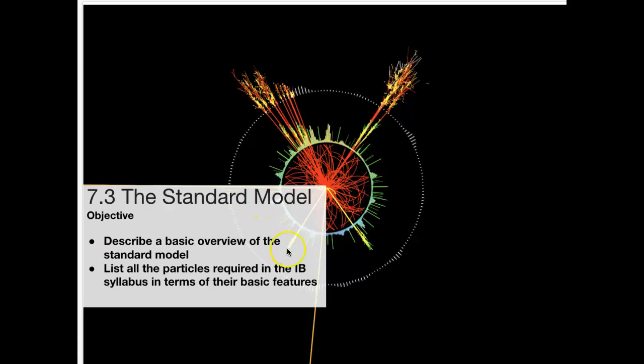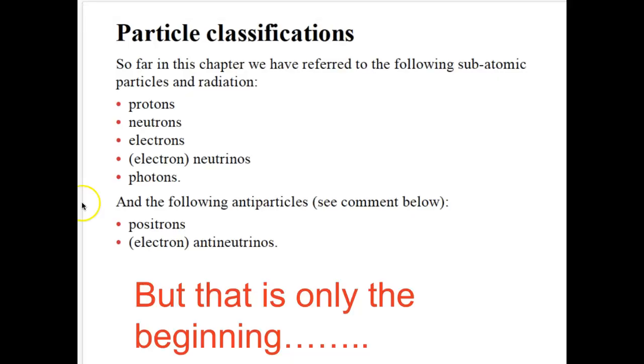So in this video, we're going to go over the basic overview of the standard model, and we're going to list all the particles required in the IB syllabus in terms of their basic features or properties. Now, what do I mean by the standard model and more particles?